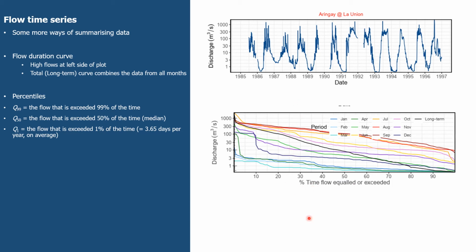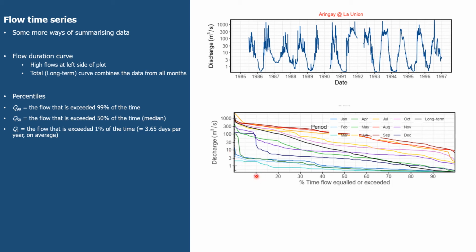Now there's lots of different colours here for different months, but the black line here is the whole year data. So let's just look at the black line for a moment. So for example, the median value, the 50% value, if we read up here to the black line and then go across, we see that it's just a little bit below 10 cubic meters per second. So in other words, half of the time the flow is below 10 cubic meters per second, half of the time above.